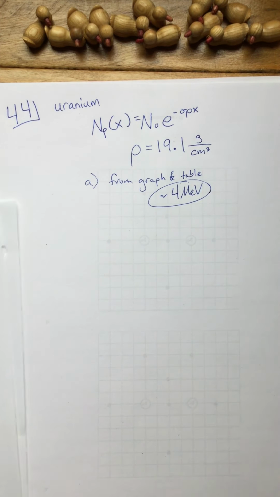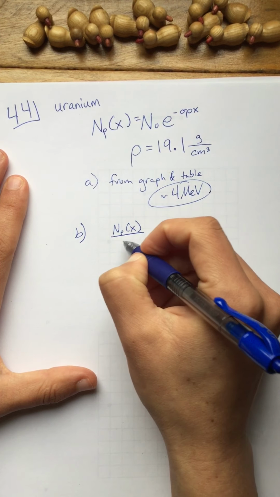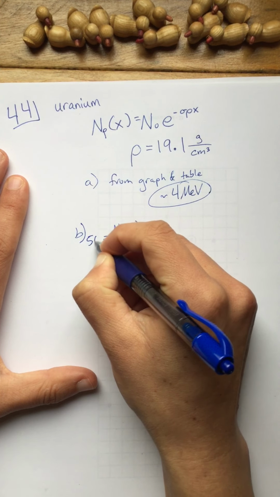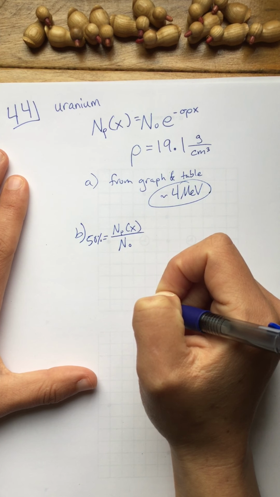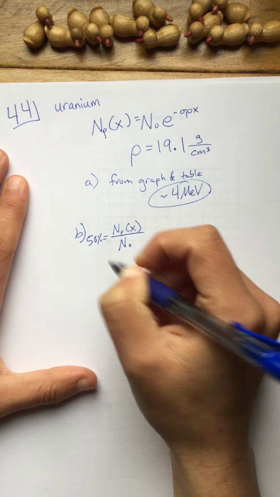For part B, at the above energy, what thickness is needed to decrease the beam intensity by 50%? So if I rewrite this as the number of photons that are left at a distance x over N naught, this is equal to 50%. If it's going to decrease the beam intensity by 50%, then you have 50% of the photons left. This is equal to e to the negative sigma rho x. This is at the above energy, so at 4 mega electron volts. Decreasing the beam intensity would be total attenuation with coherent scattering, so that's everything.